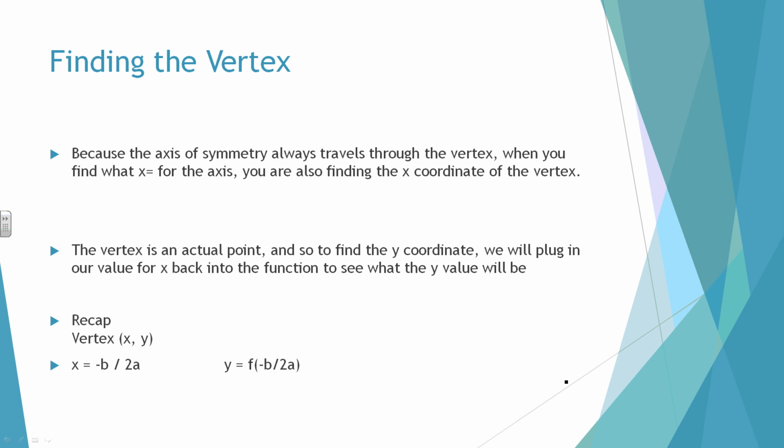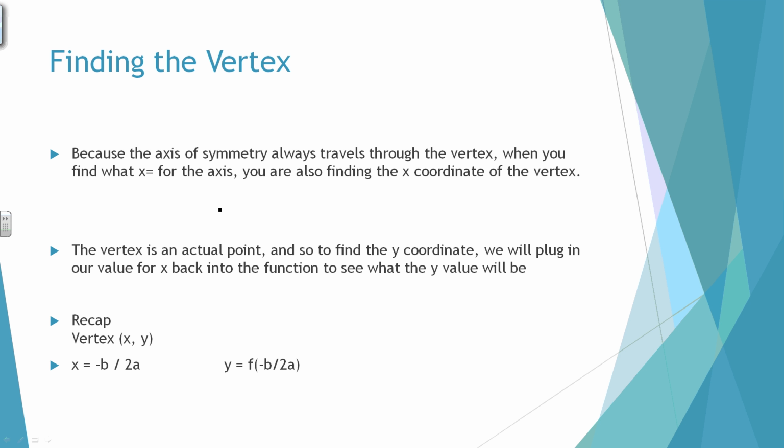Next, we're going to talk about finding the vertex. The vertex, along with the axis of symmetry, lets us actually graph a true parabola. In fact, you could argue that the vertex is the most important point because that's where everything comes to a climax, either for its maximum or its minimum. Because the axis of symmetry always travels through the vertex, when you find what x equals, or the equation for the axis of symmetry, you're also finding the x coordinate of the vertex.